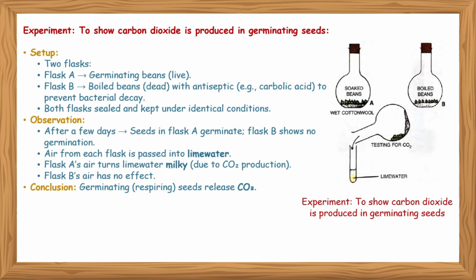Experiment to show that carbon dioxide is produced in germinating seeds. There are also two flasks. Flask A contains germinating beans which are live, and flask B contains boiled or dead beans with antiseptic or carbolic acid to prevent bacterial decay. Both flasks are sealed and kept under identical conditions. Observation: after a few days, seeds in flask A germinate and flask B shows no germination.